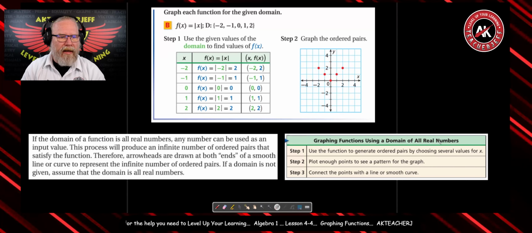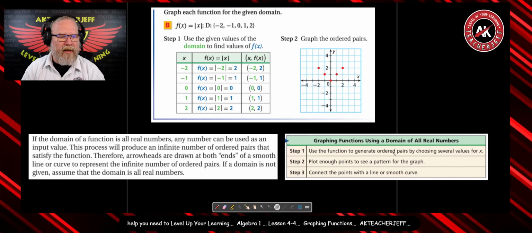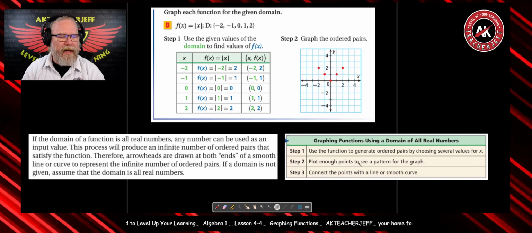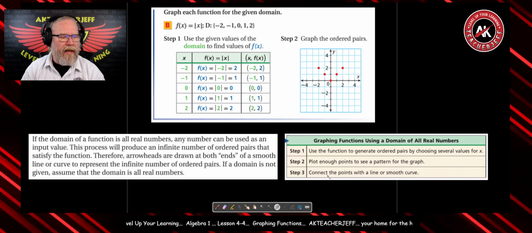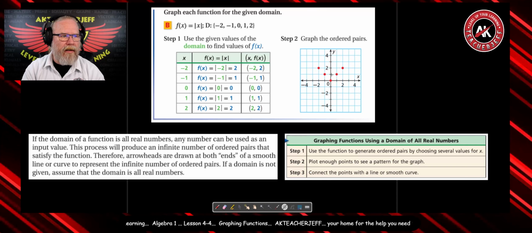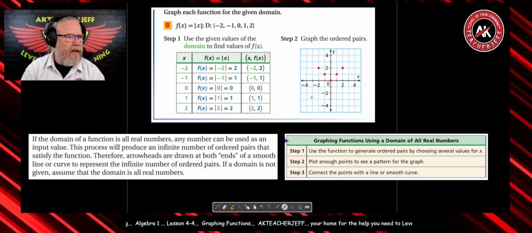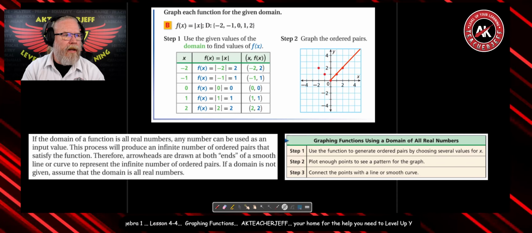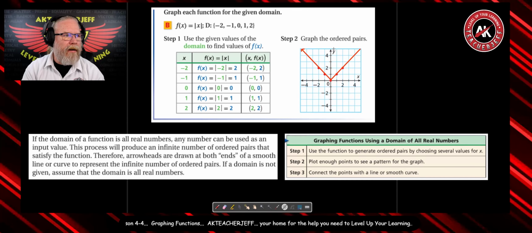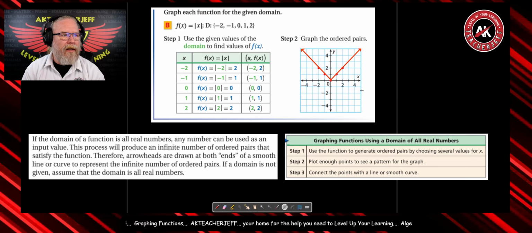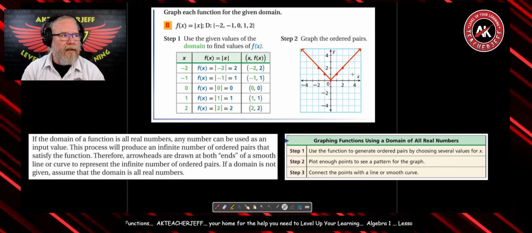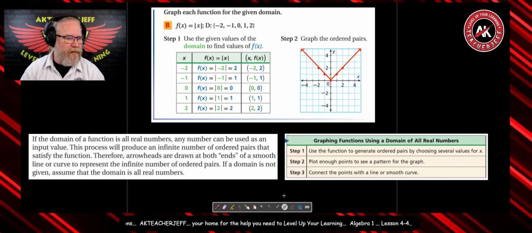Graphing functions using a domain of all real numbers. Step 1, use the function to generate ordered pairs by choosing several values for x. We've done that in the last couple of examples. Step 2, we then plotted each point to see the pattern of the graph. And then step 3, connect the points with a line or smooth curve. We've not done that yet on this one. We could, and we'll see on the upcoming ones, connect all of those by putting a line through them, and we could see that it would look something like that. And what they're saying is that you would have to put arrowheads on the ends to represent that even the numbers we don't see on the graph would also be solutions that satisfy that particular function.